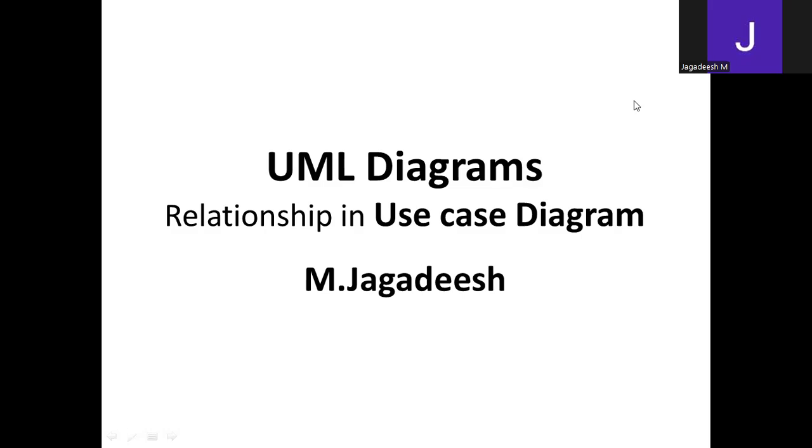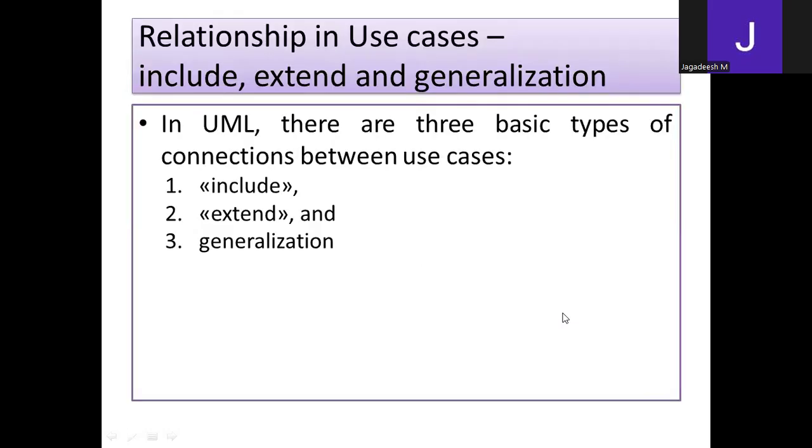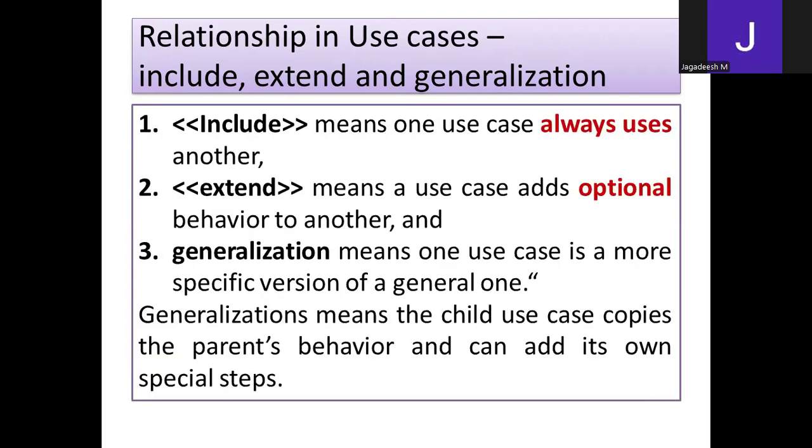In this video, I will try my level best to explain the various types of relationship that we can use for a use case diagram. Basically, there are three types of relationship you can find in a use case diagram. They are include, extend, and generalization. Please make a note: I have marked include and extend along with the stereotype symbol, whereas you cannot find anything like that for the generalization symbol.